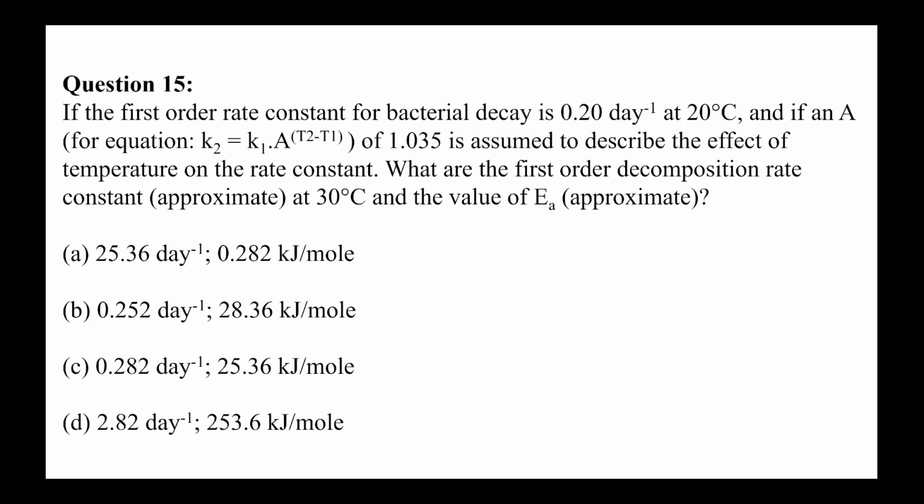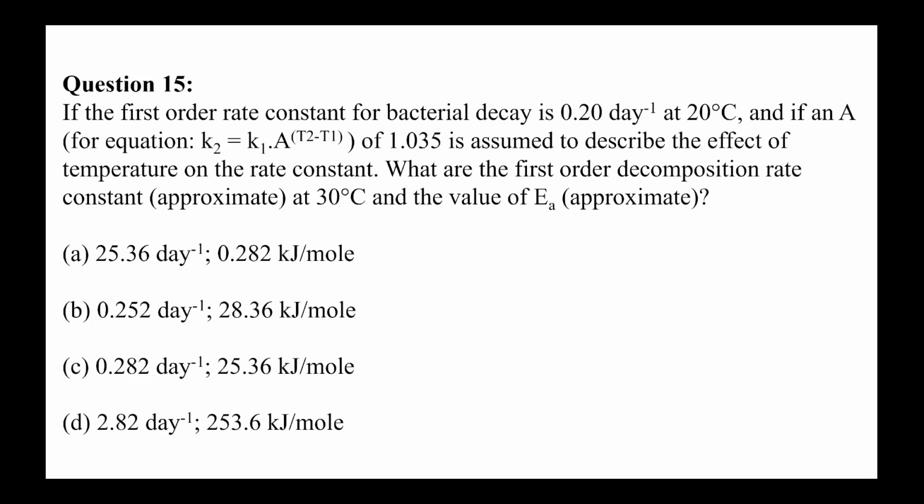If the first order rate constant for bacterial decay is 0.2 day inverse at 20 degrees Celsius, and if an A for the equation K2 is equal to K1 A raised to the power of T2 minus T1 of 1.035 is assumed to describe the temperature effect on the rate constant, what is the first order decomposition rate constant at 30 degrees Celsius and the value?